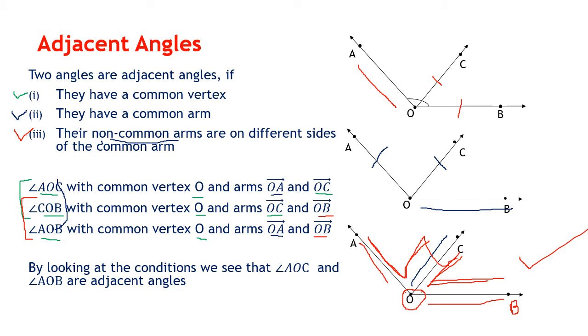Rule 2. Do they have a common arm? Yes. We have got OC is their common arm. And third rule, are their non-common arms on different sides? Yes. Their non-common arms AO and OB are on different sides. So looking at the conditions, we know angle AOC and, not angle AOB, sorry, there's a mistake here, angle AOC and angle COB.